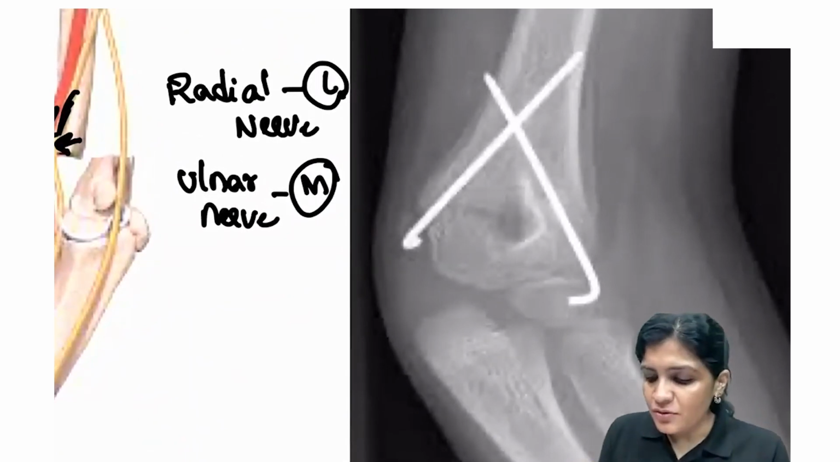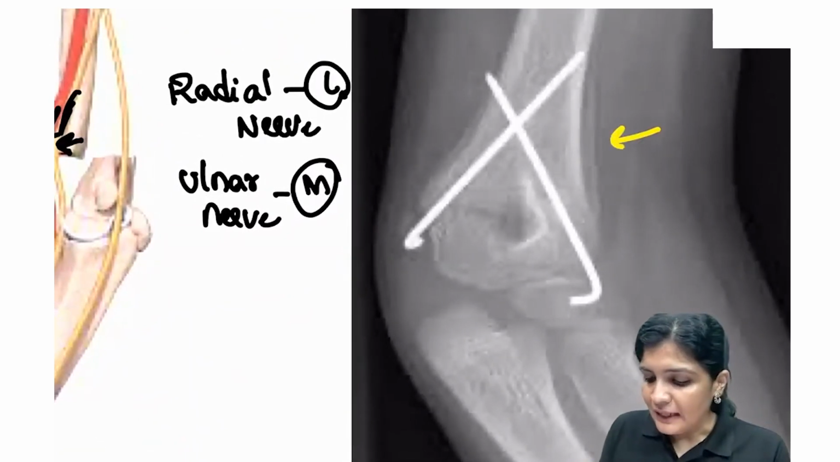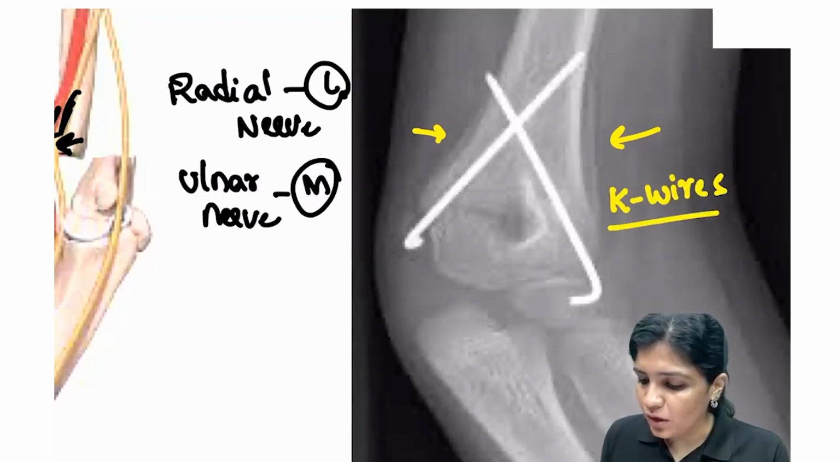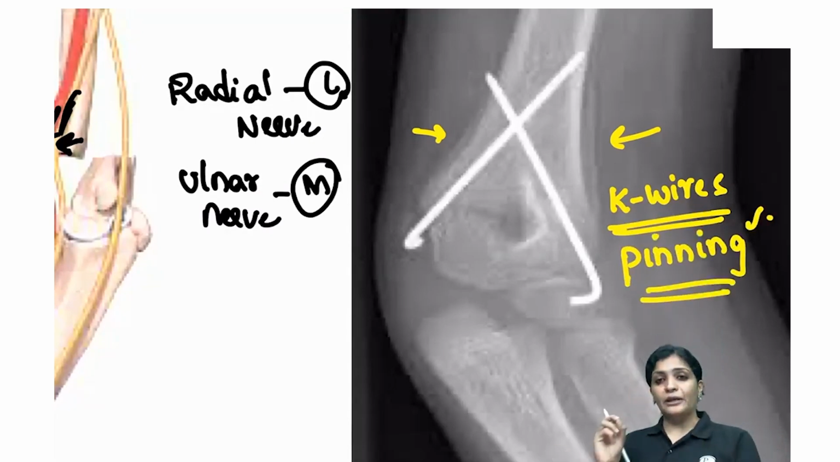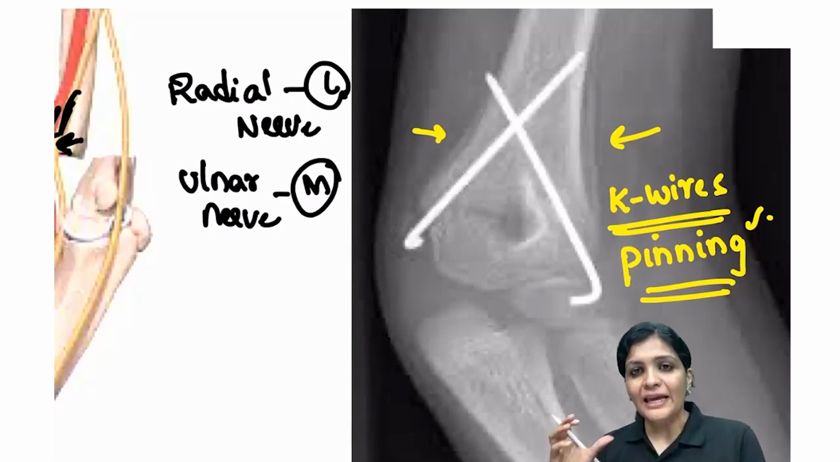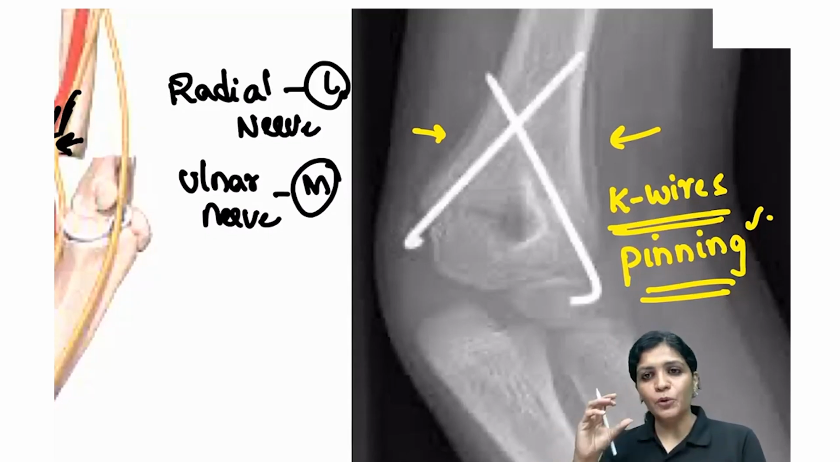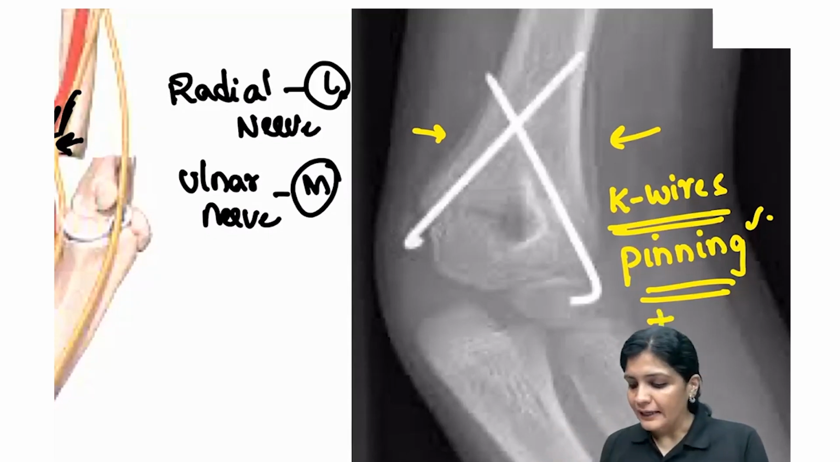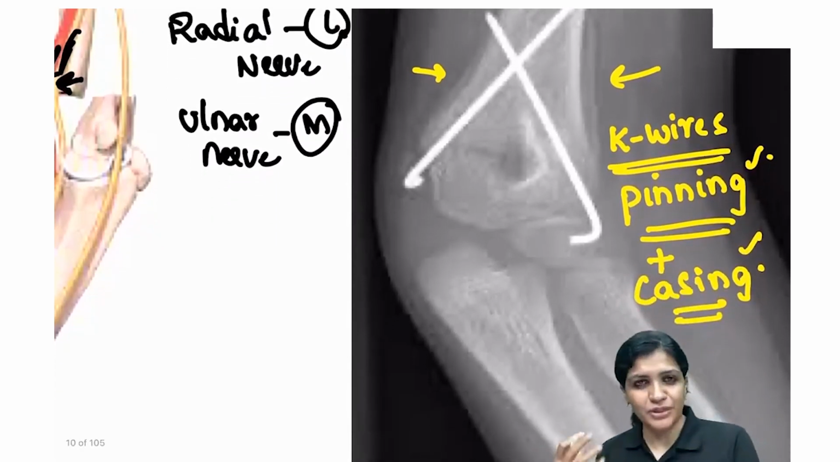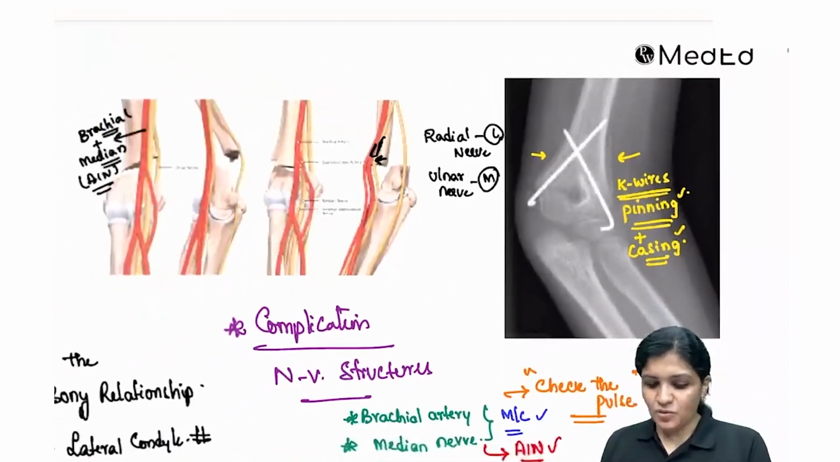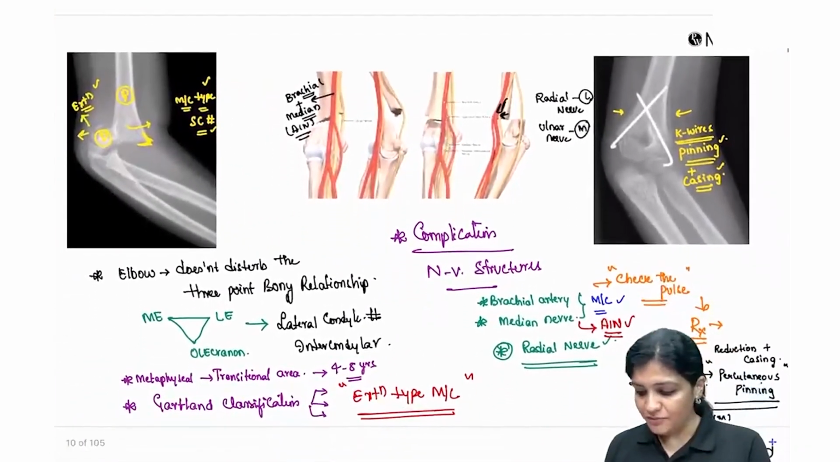So you first reduce the fracture, and then you maintain it with the help of these K wires, and this technique is called pinning. As we do it through the skin, it is called percutaneous pinning of the K wires. This is how you maintain the fracture, and then you apply casing, and after 4 to 6 weeks you try to remove the casing. Because it is a pediatric case, they usually heal early, right? So that is about the supracondylar fracture which you have to remember.